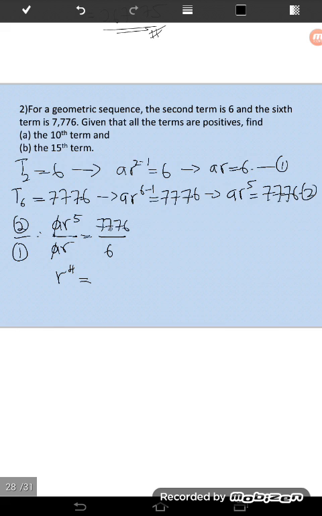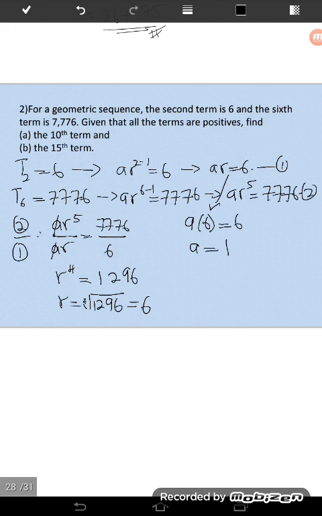Okay, so 7,776 divided by 6 is 1,296. So R is equal to berapa tu? Sekejap. Okay, so equal to 4th root of 1296, which is equal to 6. Okay, so next A. So A using equation number 1. Okay, so this one, A times by R, which is 6, equal to 6. So A is equal to 6 divided by 6, which is 1.